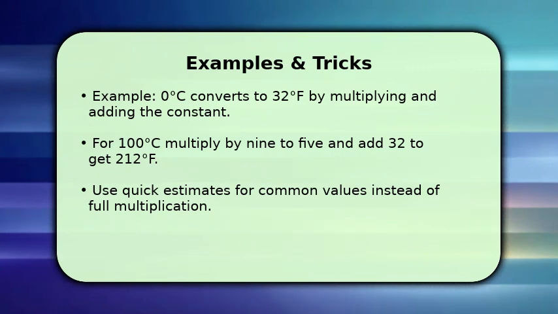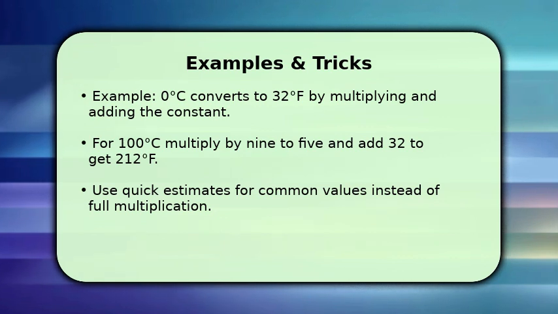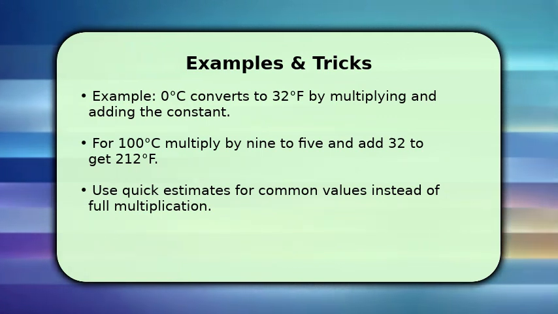For example, 0 degrees C becomes 32 degrees F after applying the rule, and 100 degrees C becomes 212 degrees F using the same steps. I'll show a fast mental approximation for everyday numbers and a precise calculator method for exact values.